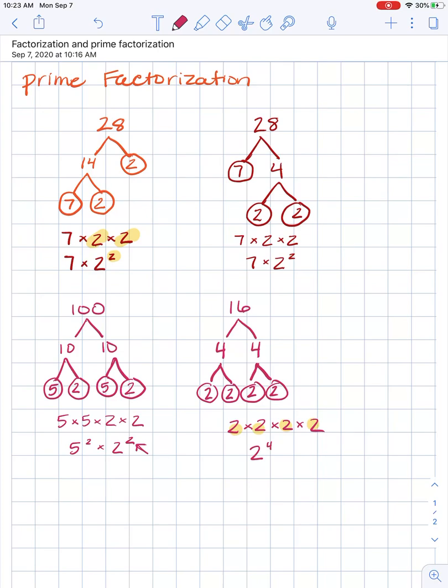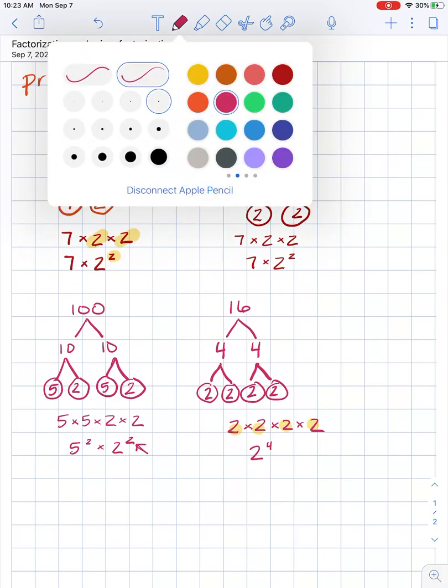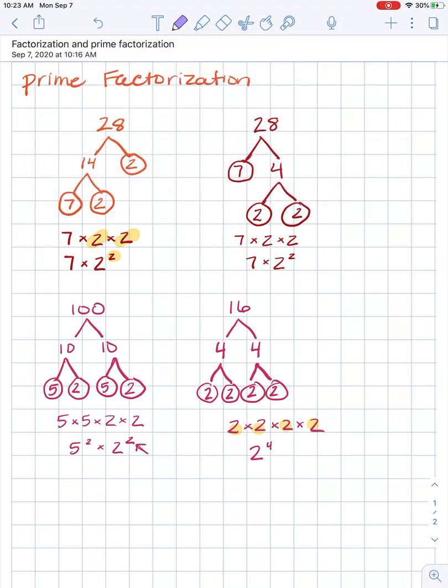Okay? Really quickly, I just remembered that I didn't show you this to make sure that it made sense. Let's do this out. If this is the prime factorization of 16, this should equal 16. 2 times 2 is 4. 4 times 2 is 8. And 8 times 2 is 16. There we go.